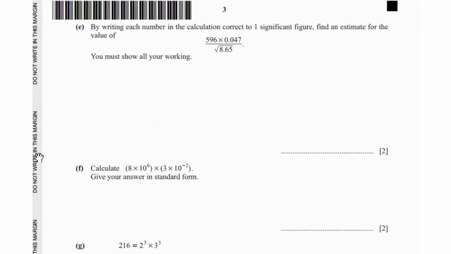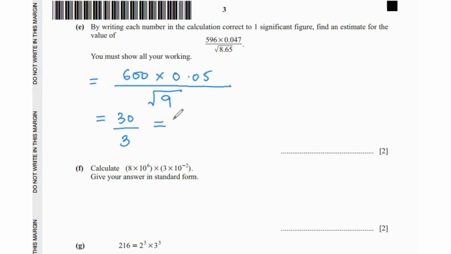Then it says by writing each number in the calculation correct to one significant figure, find an estimate for the value of this. So 596 correct to one significant figure is 600. 0.047 is 0.05. 8.65 is 9. So 600 times 0.05 is basically 30. And root 9 is 3. So the answer is 10.